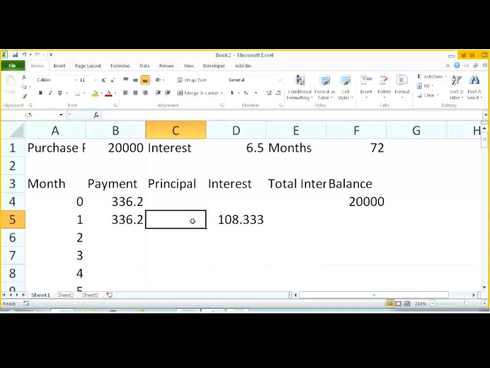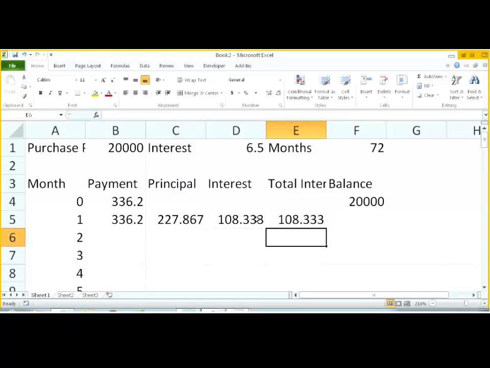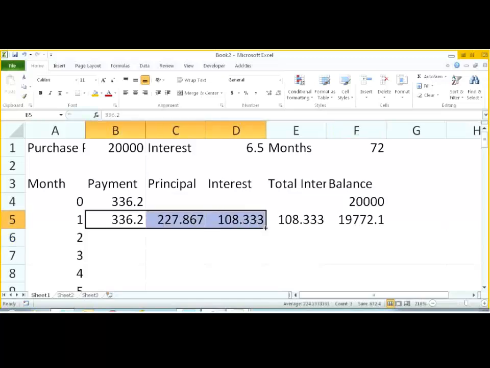Now, you make a payment, so the amount that you pay beyond the interest goes towards your principal. So this cell is the payment minus the interest, which is $227.87. The total interest right now is going to just be the initial interest. And then my new balance is equal to my old balance minus my principal. So the extra I pay, more than the interest, I get to reduce the balance. And I think I can copy everything down.